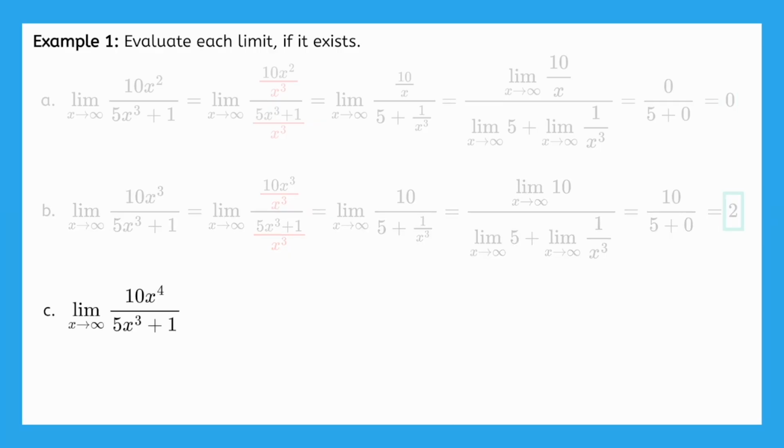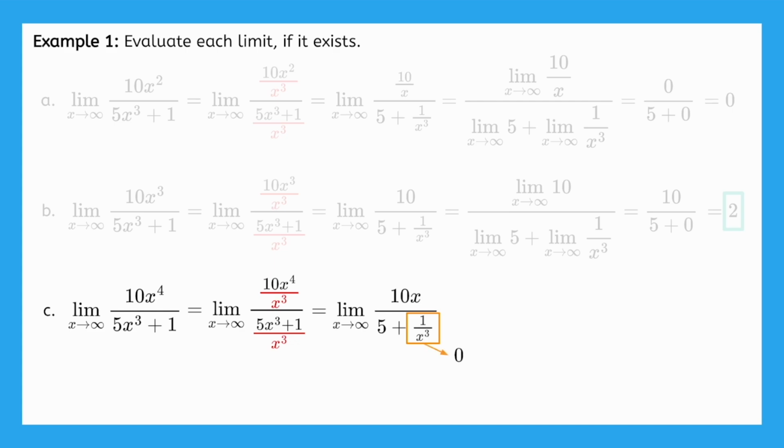For limit c, we'd still divide by x cubed and simplify the expression to 10x over 5 plus 1 over x cubed. Now, before breaking apart this limit with the limit laws, we need to be sure the limit of each component actually exists. We know 1 over x cubed goes to 0 as x goes to infinity, so the entire denominator goes to 5 plus 0, or 5. However, what happens in the numerator?